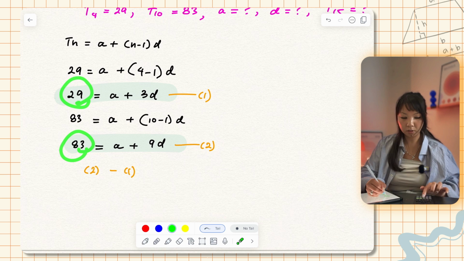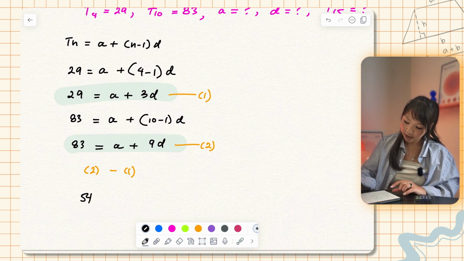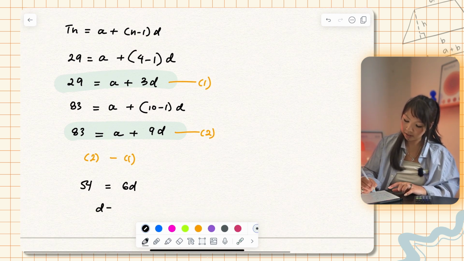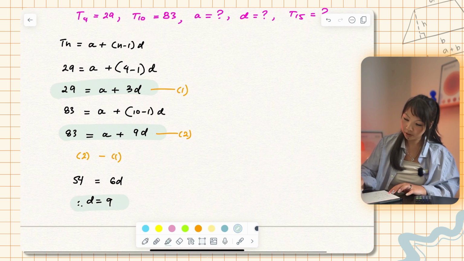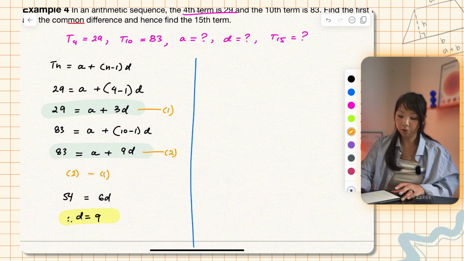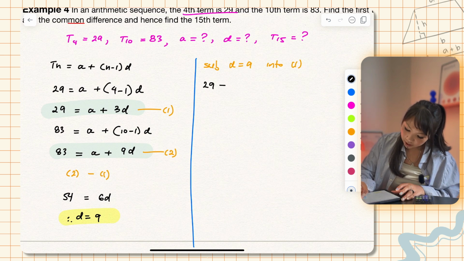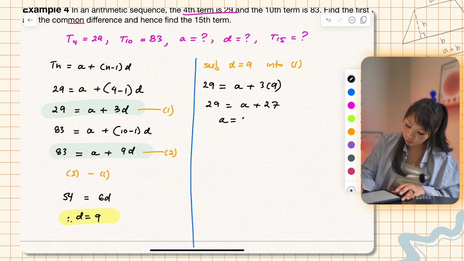So 83 minus 29 is going to be 54. a minus a goes to 0, and then 9d minus 3d is 6d. And then dividing by 6, you get d equals 9. So that is your common difference. And now I want to find the value of a, so I'm going to substitute d equals 9 into equation number 1. We get 29 equals a plus 3 times 9. 29 equals a plus 27, or a is equal to 2.